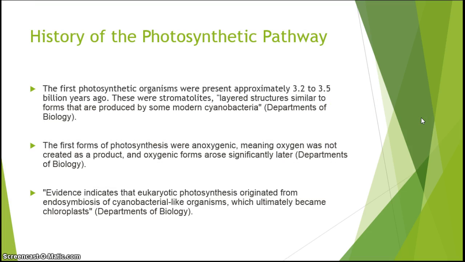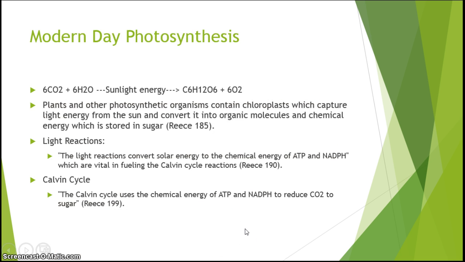History of the photosynthetic pathway. The first photosynthetic organisms were present approximately 3.2 to 3.5 billion years ago. These were stromatolites, layered structures similar to forms that are produced by some modern cyanobacteria. The first forms of photosynthesis were anoxygenic, meaning oxygen was not created as a product, and oxygenic forms arose significantly later. Evidence indicates that eukaryotic photosynthesis originated from endosymbiosis of cyanobacterial-like organisms, which ultimately became chloroplasts.